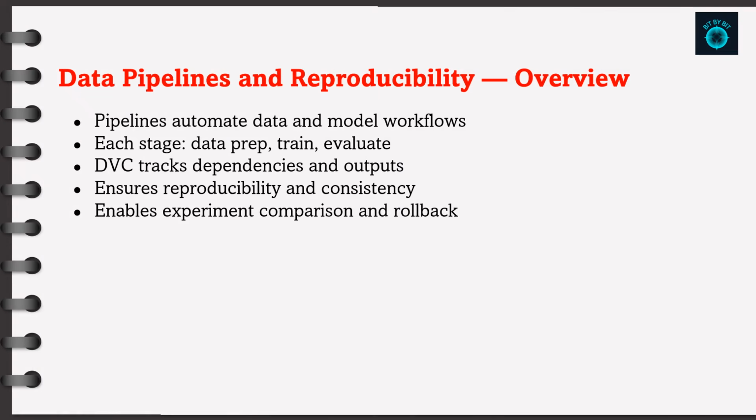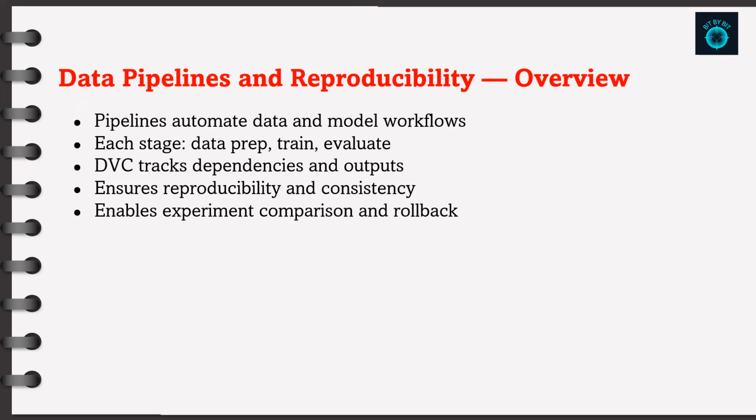Let's talk about data pipelines and why reproducibility is crucial in MLOps. A data pipeline is a sequence of automated steps that transform raw data into trained models and final predictions. Each stage, like pre-processing, training, or evaluation, depends on specific inputs and produces outputs. Without pipelines, data scientists often run scripts manually, making it hard to reproduce results or share consistent experiments. That's where DVC pipelines come in.